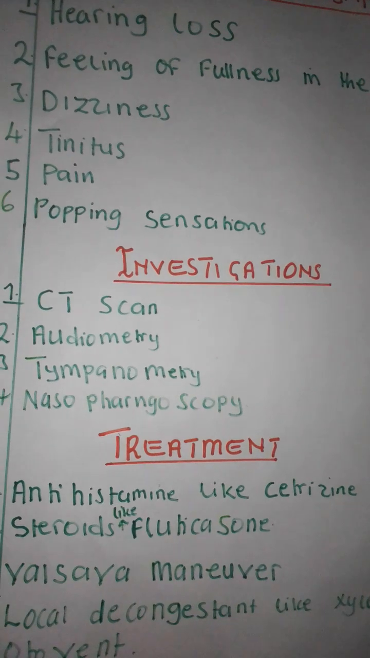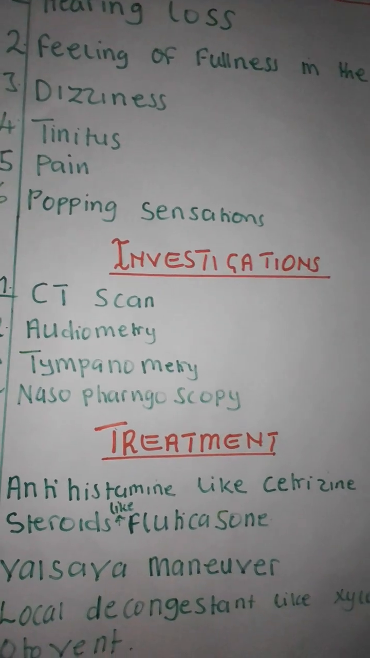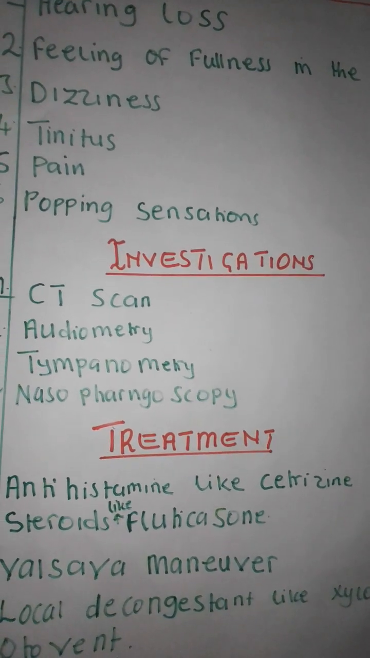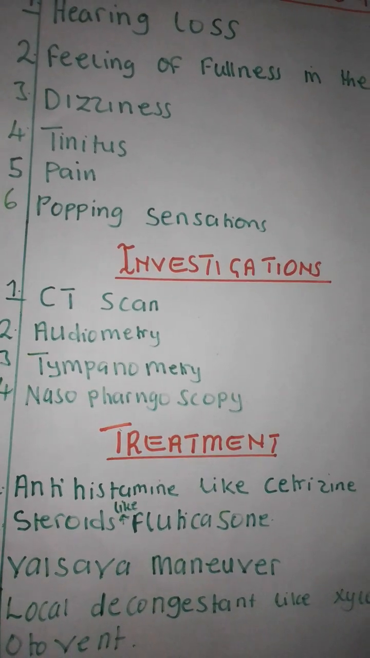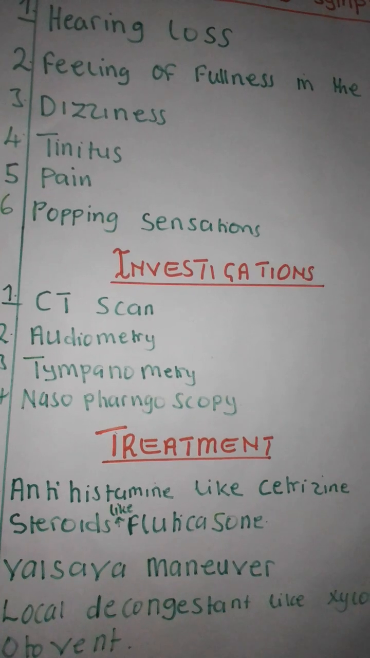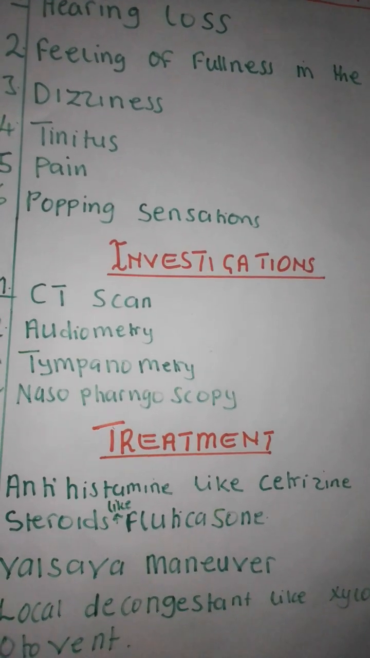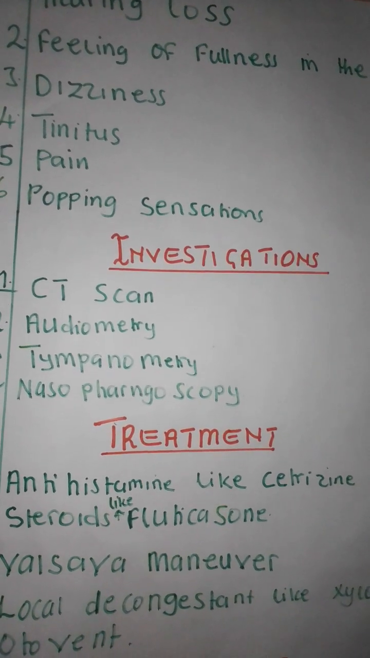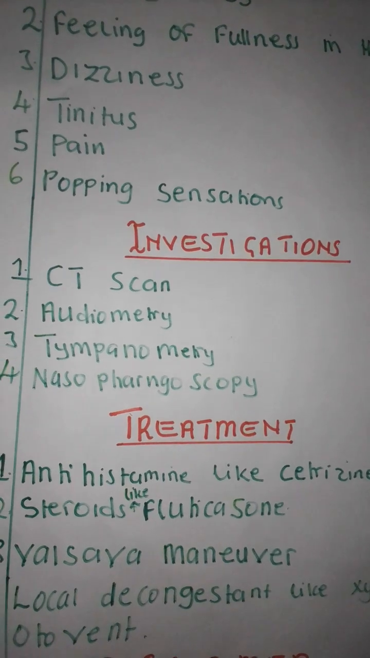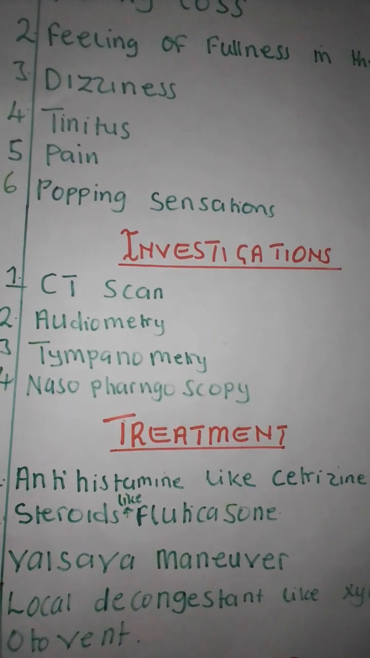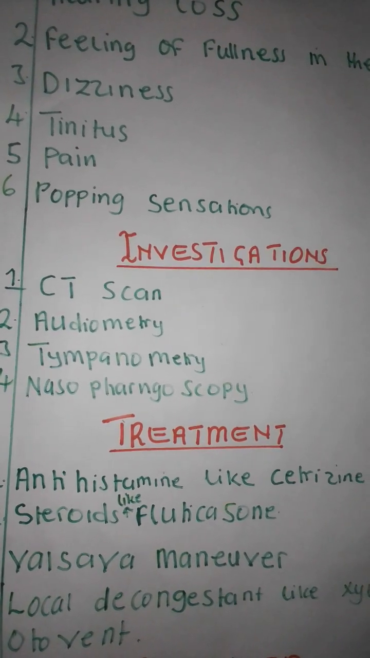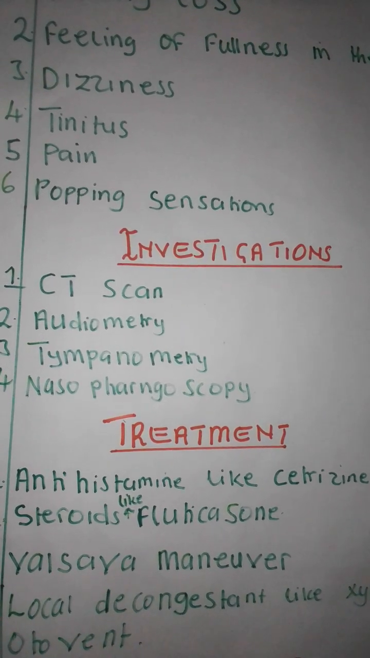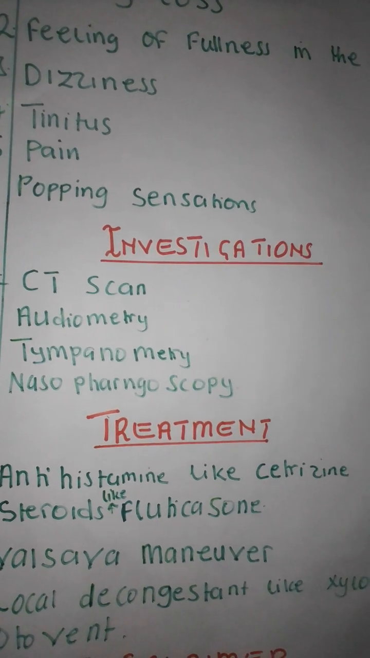What are the investigations? You can do an otoscopic examination, in which in the early stages it might appear normal, but in severe cases you might observe a retracted tympanic membrane. You can also do a CT scan, audiometry, tympanometry, and nasopharyngoscopy, and many more investigations.